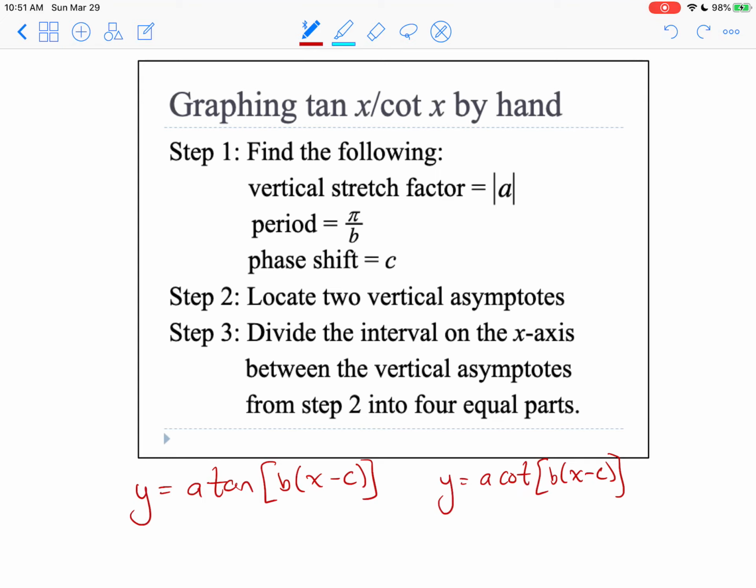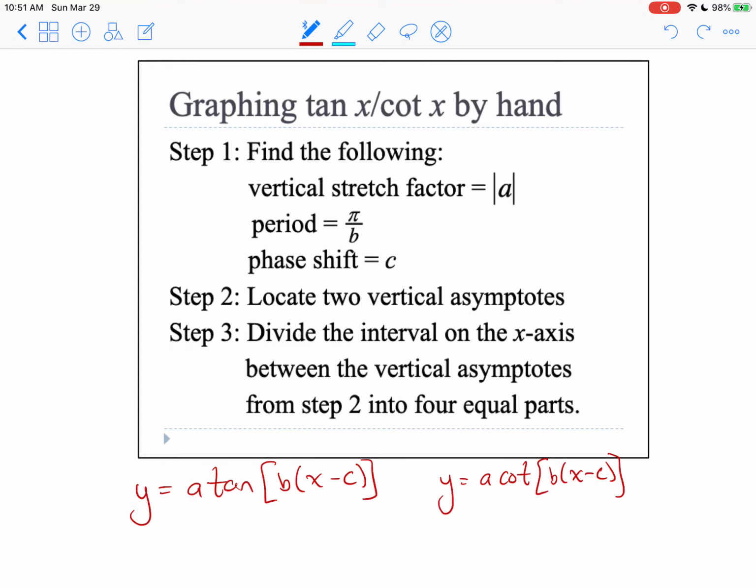So the vertical stretch factor is still the absolute value of a. The period, instead of being 2 pi over b, is now pi over b, because the period of a tangent or cotangent function is half the amount. Because when you do the ratio of them, we can get through all the values in less time. Phase shift is still the same. It's c. And because the minus is built in, if c is positive, we're actually shifting to the right, and if c is negative, we're shifting to the left.